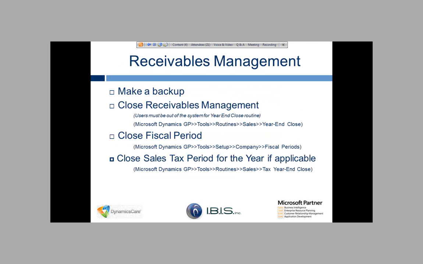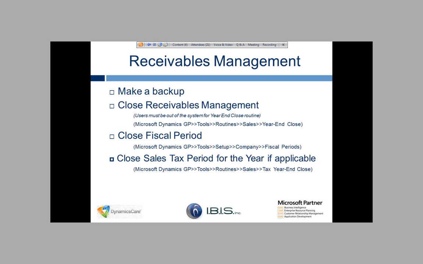Now, with Receivables Management, we always know the first thing we do before we do a year-end close routine is make a backup. Next we want to close Receivables Management, which means all users must be out of the system for the year-end close routine. To get to the window, we want to go to Microsoft Dynamics GP, Tools, Routine, Sales, Year-end Close. This window is very simple. All you have to do is click Year-end Close, and it goes through its little process.